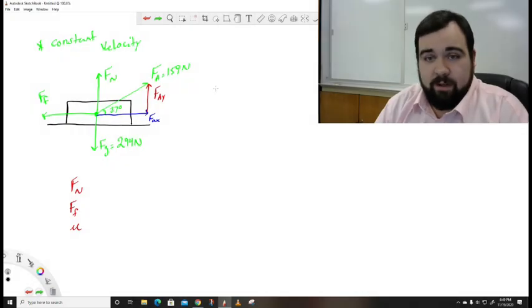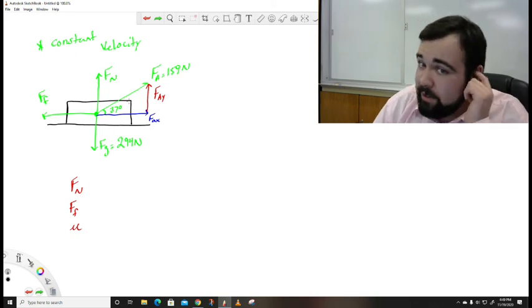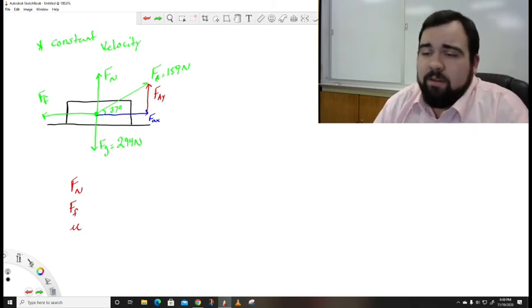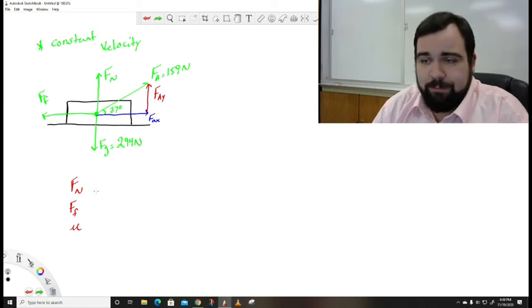All right, so here we have our number 6. A person pulling a suitcase along a tarmac with the force of 159 newtons at an angle of 37 degrees. So that means that the handle is at an angle of 37 degrees, and that's how they're pulling it. So what we need to find out is the normal force, the force of friction, and the mu value.